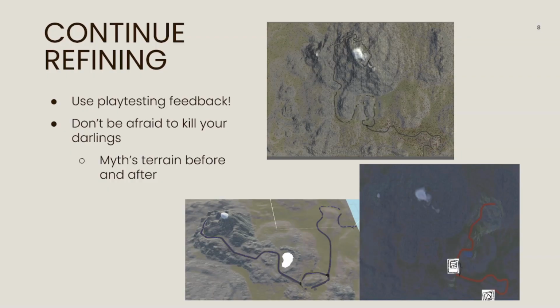Basically, the lesson here is although you spend a bunch of time on this, it really is important to kill your darlings, even if you really don't want to. I was really sad to get rid of this terrain, but it was definitely the right decision for the game, and it is much better for it. But yeah, this is good feedback to keep in mind in case you need to change things up.